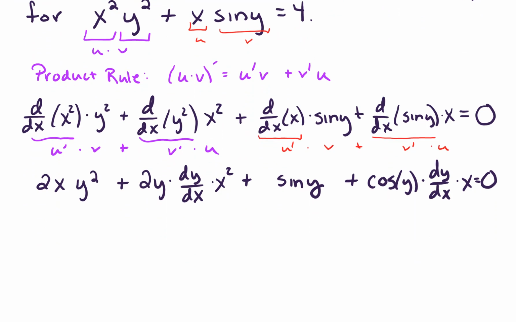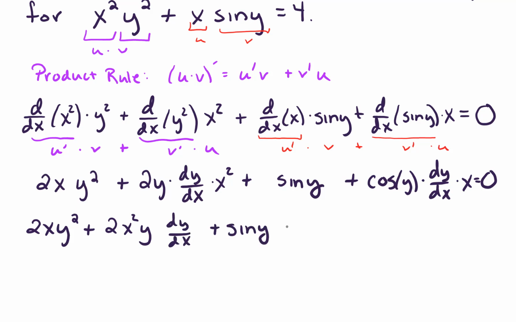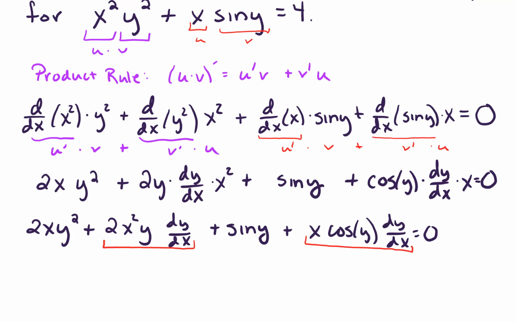Let's clean up. So in my first term I have 2xy squared. In the second term I have 2x squared y dy/dx plus sine y plus x cosine y dy/dx. Okay, at this point we want to collect all the terms with dy/dx in it. So I've got 2x squared y dy/dx, and I also have another term with dy/dx, which is x cosine y dy/dx. So I'm going to collect those, and I've got a dy/dx times 2x squared y plus x cosine y.